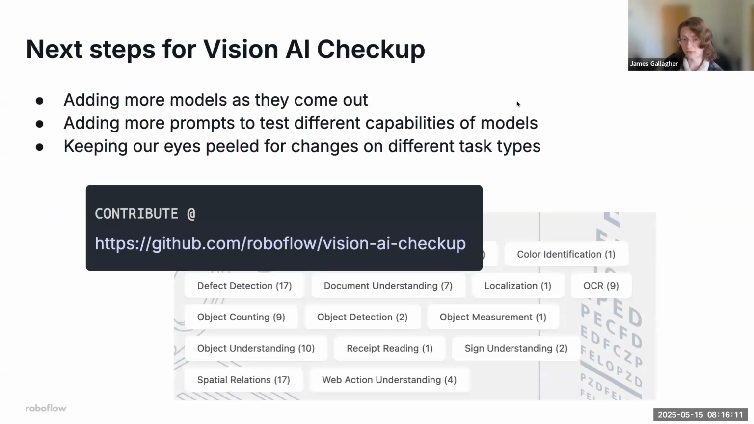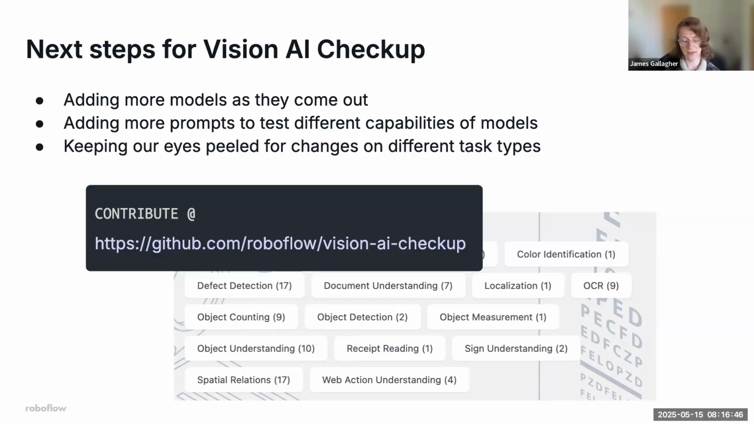The next steps for Vision AI Checkup, this project, is we're going to add more models as they come out. Next time a new model comes out that grabs headlines, we'll be adding it in here and we'll see how it stacks up on this leaderboard of real world handpicked assessments made by both Roboflow and the community. We'll also be adding more prompts. If anyone submits an issue to the repository, we'll be adding those into the project. And then we'll be checking over time how these models do, how they get better, how they change. Object counting may be a blind spot now, but maybe in 6 months it won't be.